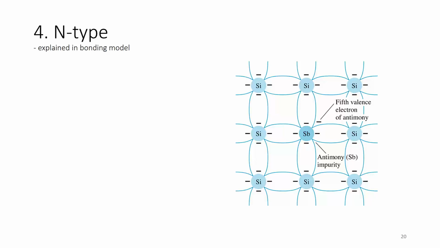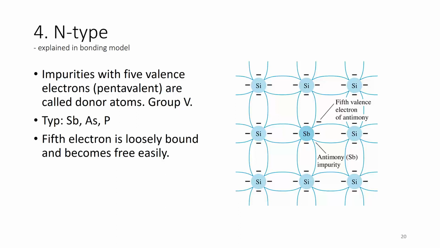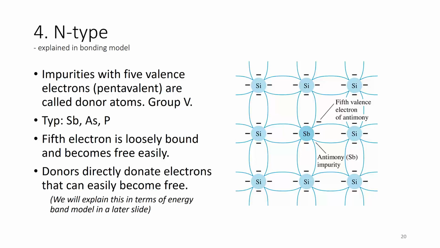So N-type. Now I'm going to explain this using the bonding model first. Impurities, meaning a material that is different from the semiconductor material, with 5 valence electrons, or pentavalent, are called donor atoms, or group 5. They come from group 5. Here we have an example of a silicon material, and antimony, Sb, is introduced, and antimony has 5 electrons. Examples are antimony, arsenic, and phosphorus. Because it has 5 electrons, the 5th electron is loosely bound and becomes free easily. Donors directly donate electrons that can easily become free. All these silicons have 4 electrons, but this one is easier because it is not actually participating in the covalent bonding sharing. So donors directly donate electrons and they can easily become free.